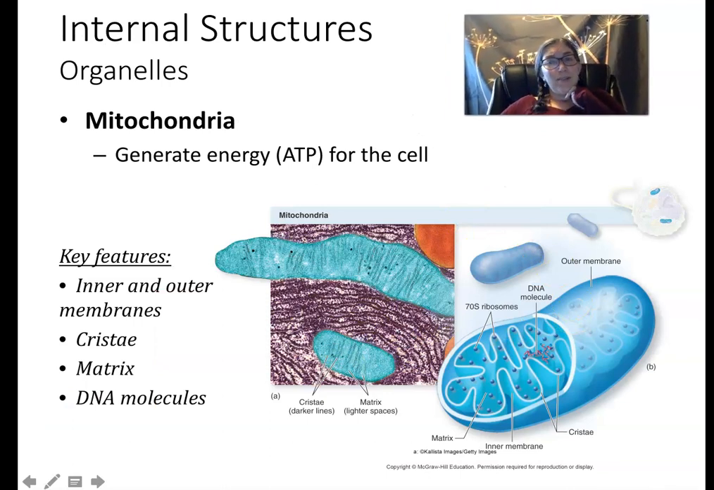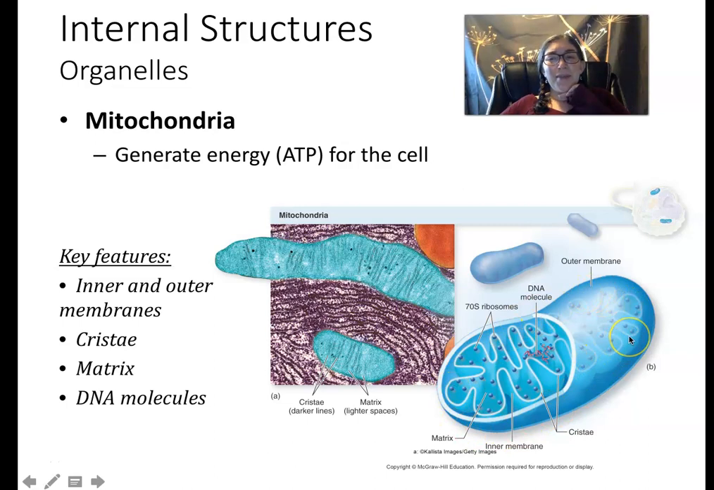So those digested products can be used by the mitochondria to generate energy. The cell uses a molecule called ATP for energy, and we met ATP in the first chapter. The mitochondria, we'll see, is the organelle that I said arose through that first endosymbiotic event, where one cell ate another cell.